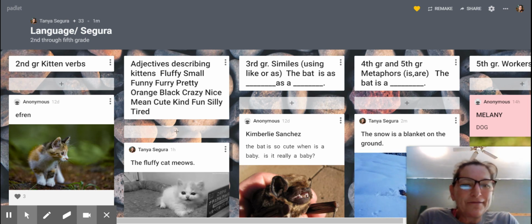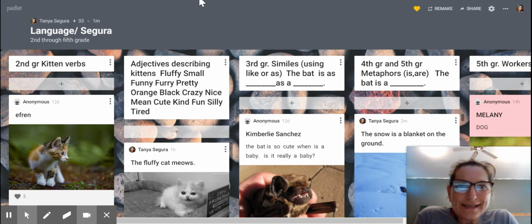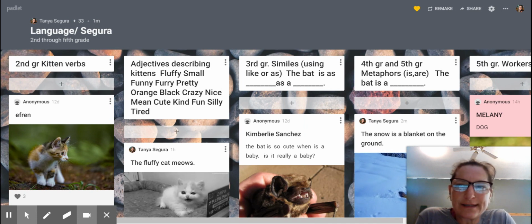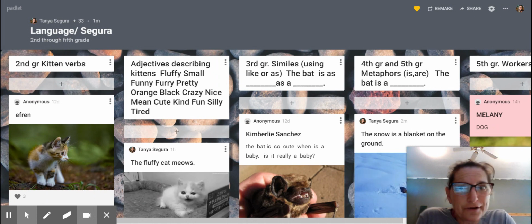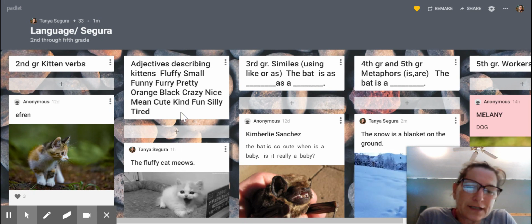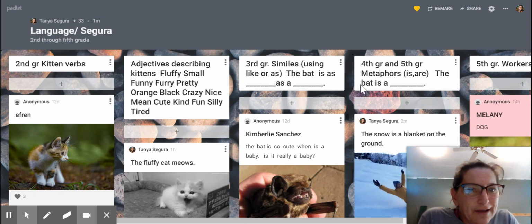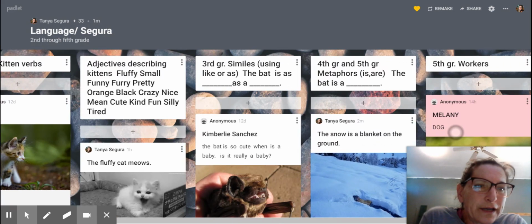I've got something fun for you guys to do this week. This is a Padlet that I've used across the different grade levels. And if you notice, at the very top, I put the grade level. It says second grade kitten verbs. So second graders worked on kitten verbs, and then they also worked on adjectives. That's what we did this week. I have third grade working on similes. Fourth grade and fifth grade are working on metaphors, and fifth grade is working on workers.